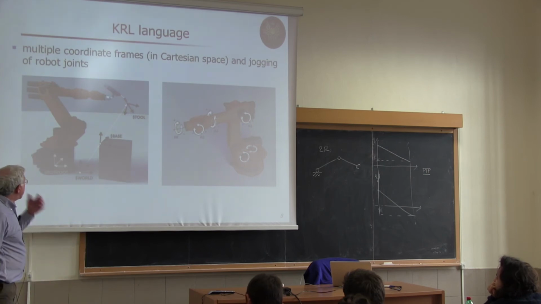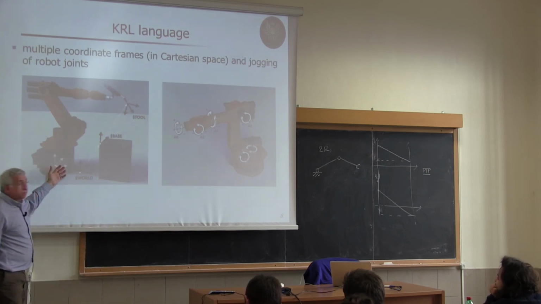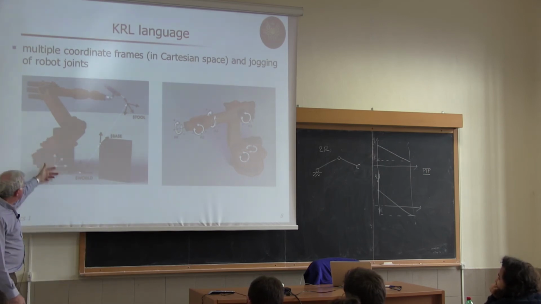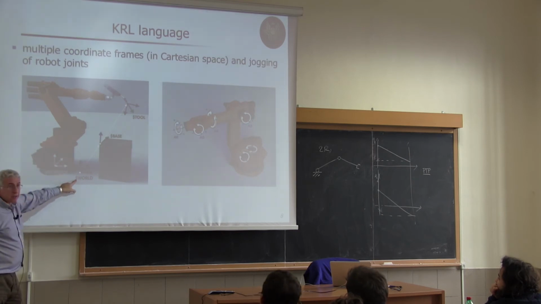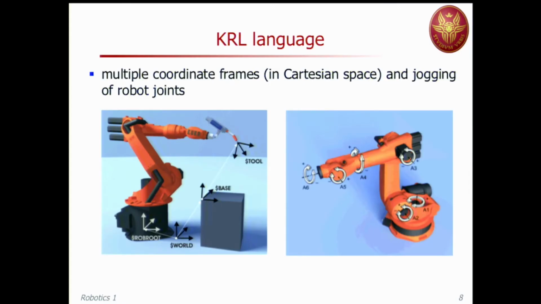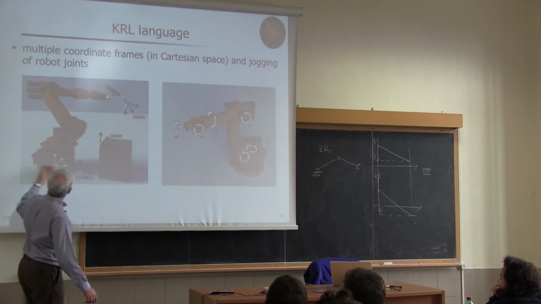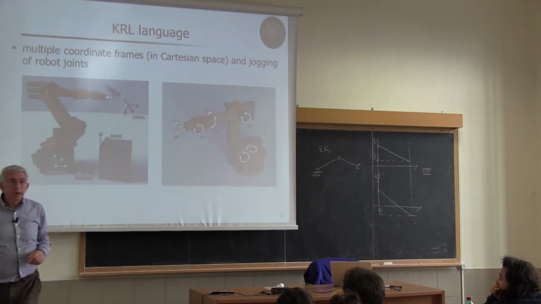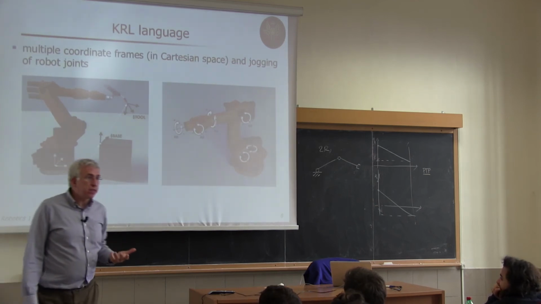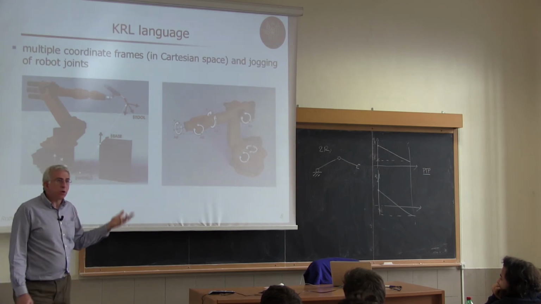As I said, there are frames. Frames are everywhere. And in the KRL language, they are preceded by a dollar sign. So this is the word frame, a base frame, a tool frame, a robot frame, which may coincide with frame 0 of the Denavit-Hartenberg convention, and so on and so on.